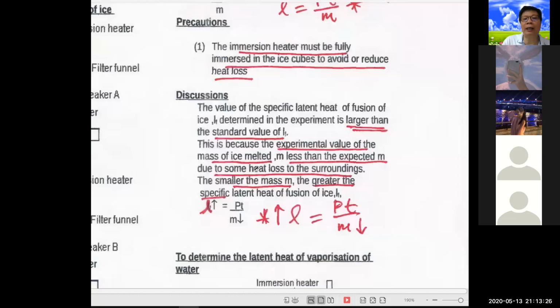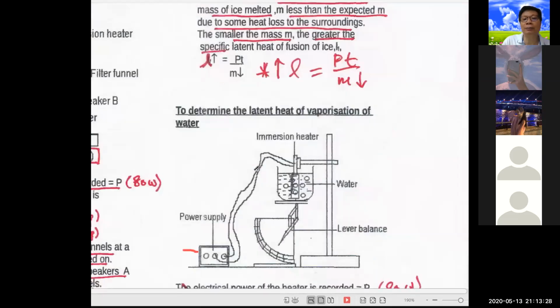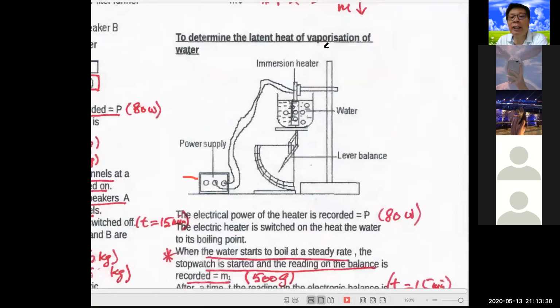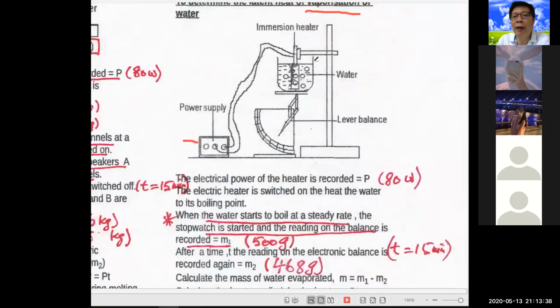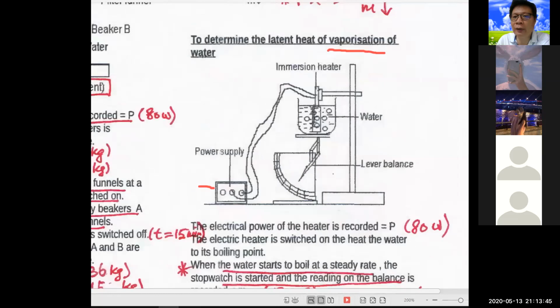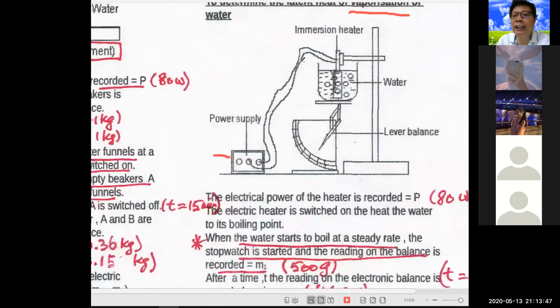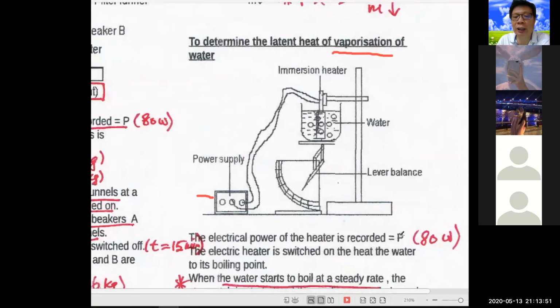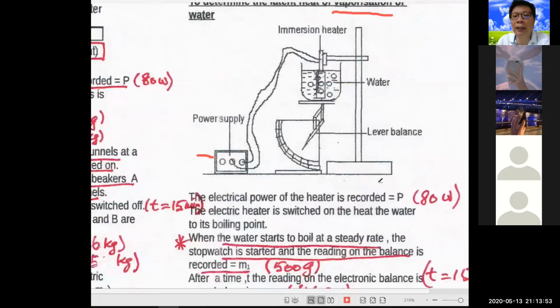Okay, the next one I am going to go very fast. Determine latent heat of vaporization of water. Just now was fusion of water. Now is vaporization of water. Okay, vaporization of water means you want to find out, to change 1 kilogram of water to steam or to gas, how much energy do you need? Okay, that is latent heat of vaporization.